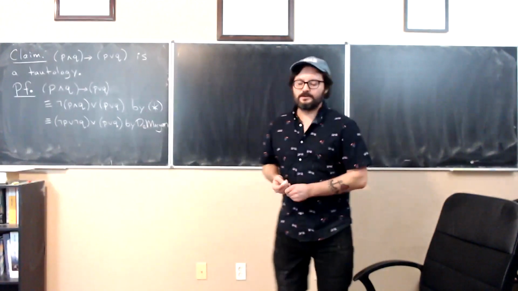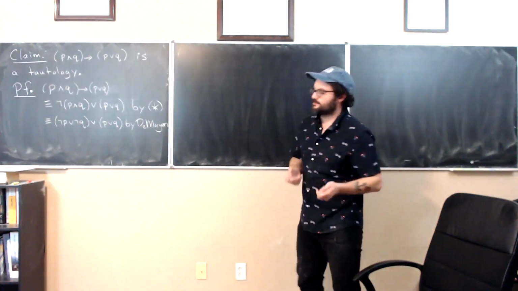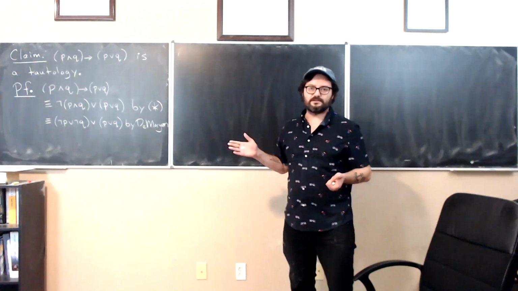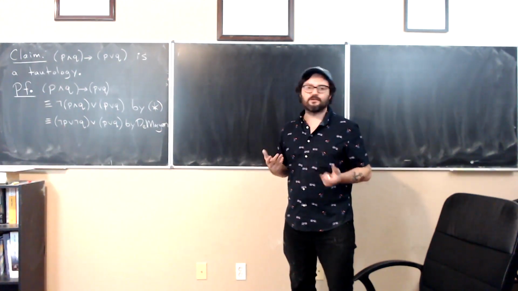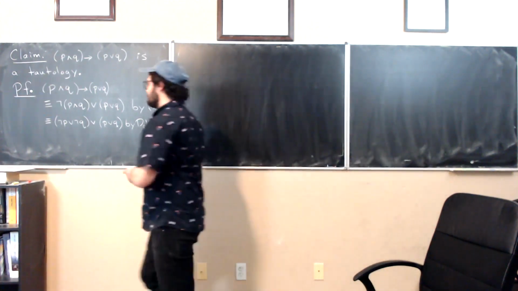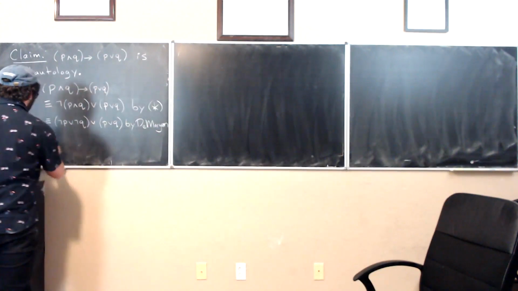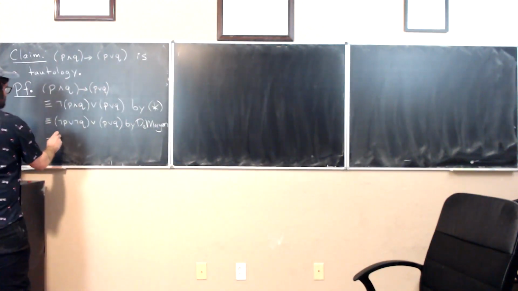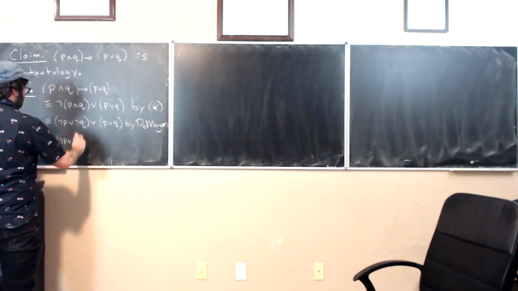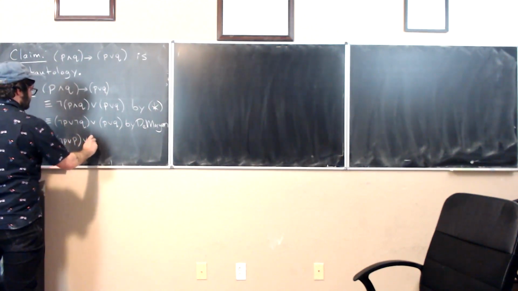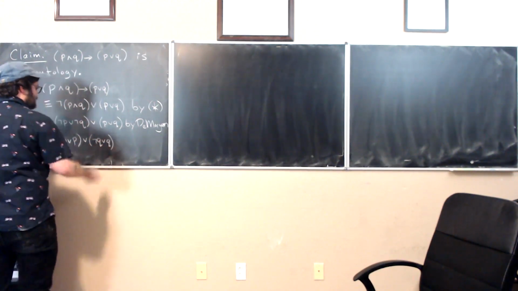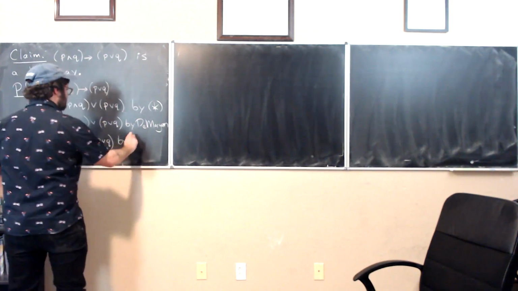Okay. So then we have a bunch of ors, right? And whenever you have nothing but ors, we can use the commutative law. We can group them together however we want. So I'm going to group together my P's and my Q's. So not P or P or not Q or Q. And that's by commutative laws.